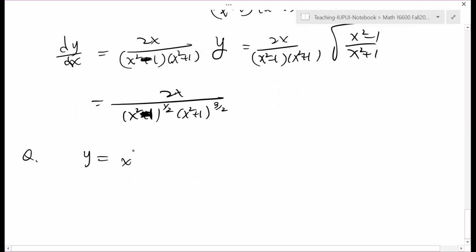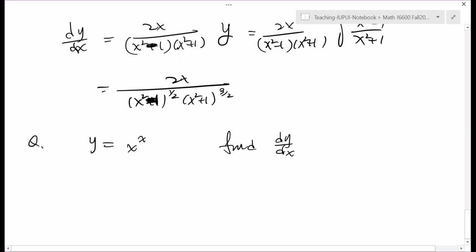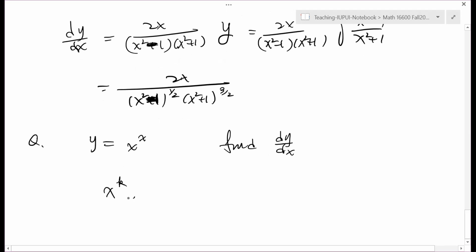Like y equals x to the power x. Find the derivative with respect to x. All right. So this is not a power function. This is not an exponential function. This is a very strange function. Both are changing. A power function looks like x to the power k. An exponential function is a to the x. But x to the x, these two components both change.